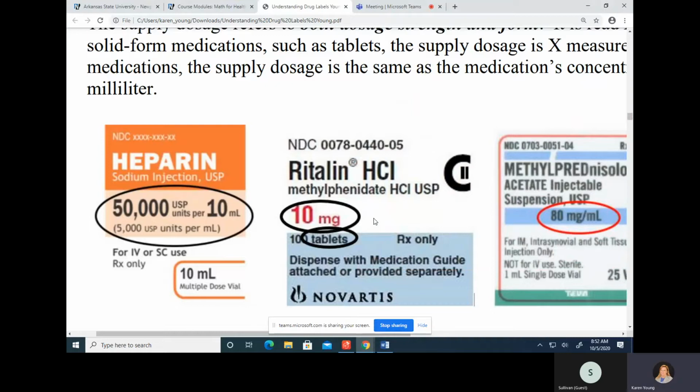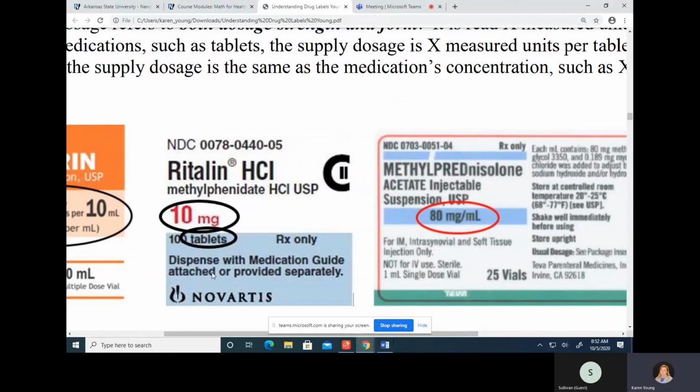Tablets. What is my dosage strength? 10 milligrams. So what's my supply dosage? No, that's the amount. The supply dosage is your dosage strength and the form, per the form. So this would be 10 milligrams per tablet. Supply dosage is always your dosage strength per the form, so per tablet, per milliliter, per capsule. And then the total amount would be the 100 tablets.